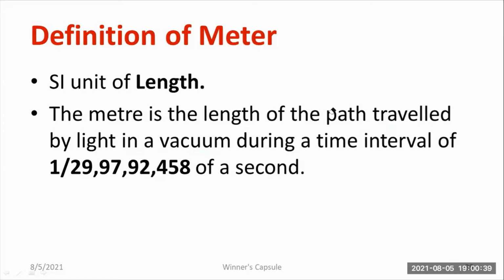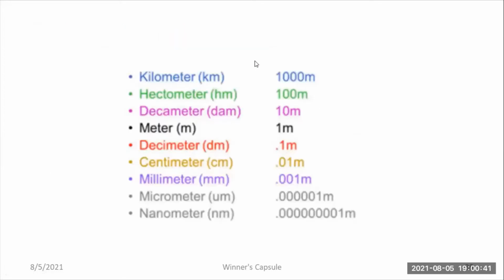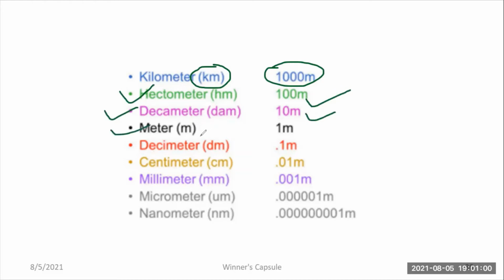Do remember this statement. And you can see the different units of length. You can mention kilometer: 1 kilometer is equal to 1000 meter. And 1 hectometer, HM, is equal to 100 meters. 1 decameter, DAM, is equal to 10 meter. And normally we express meter, this is the SI unit.